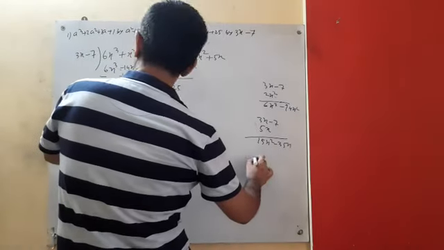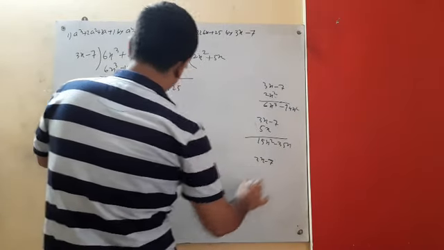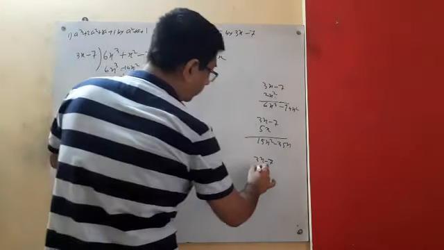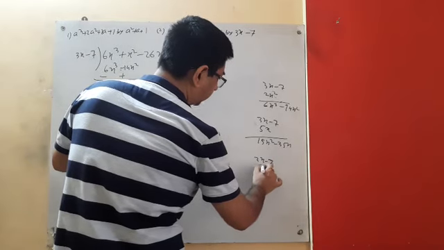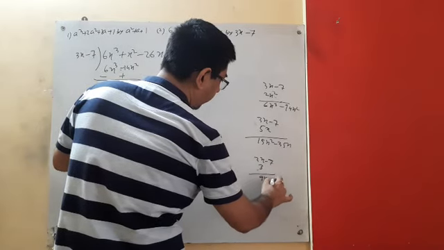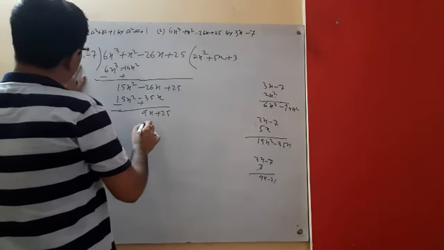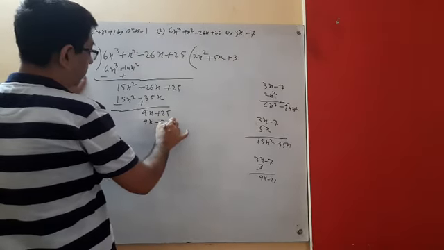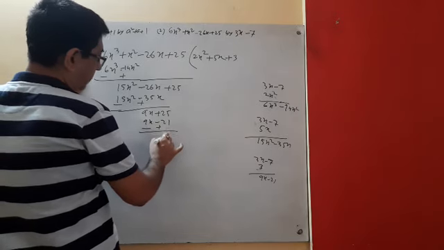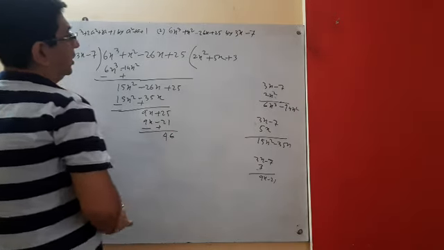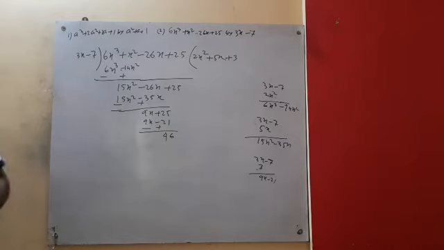Now 3x minus 7 here. We need 9x, so multiply by 3. That is 9x minus 21. 3 into 3x is 9x, minus 21, right? Subtracting, the quotient is 2x square plus 5x plus 3.